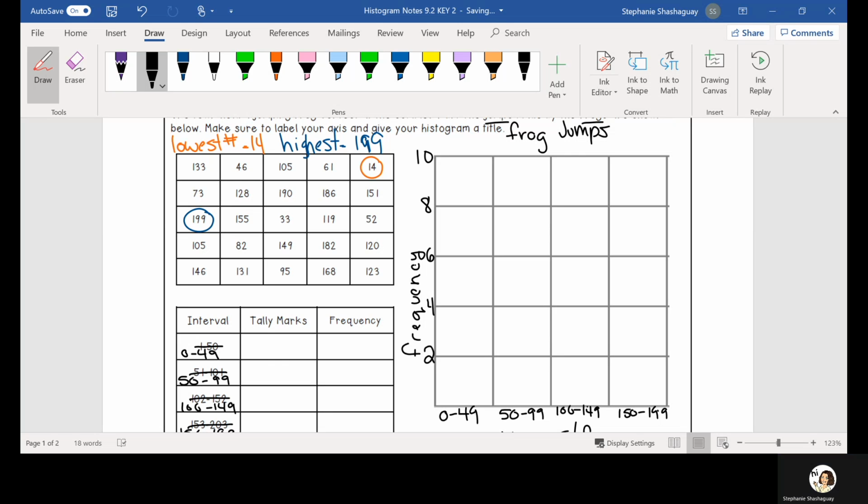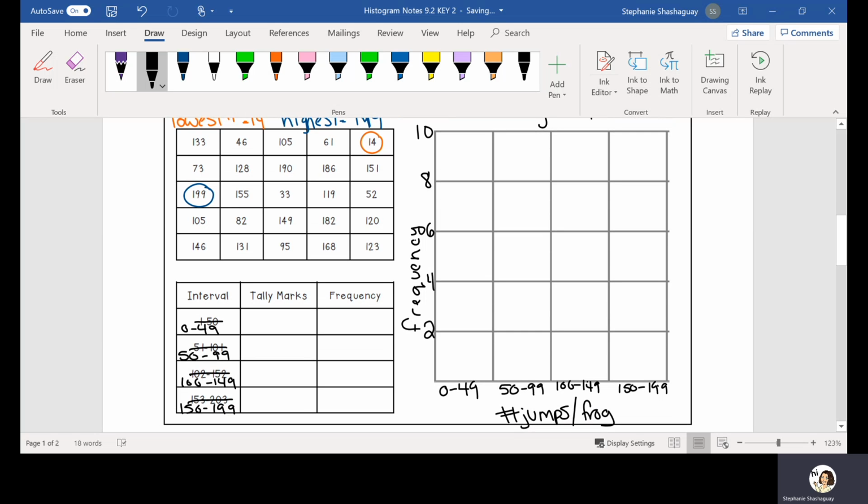I noticed here that I have 20-plus data points. I have 5 times 1, 2, 3, 4, 5, so I have 25 data points. That means I'm going to need to have at least enough room to go up to about 10 or 12, and I can go a little higher if I need to. But I'm going to go up by 2s on my frequency side.